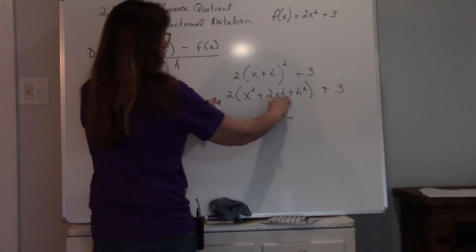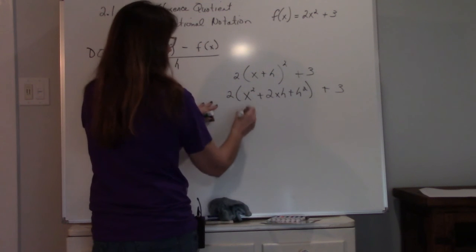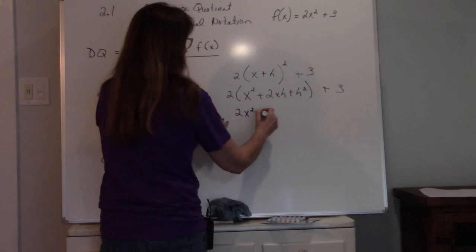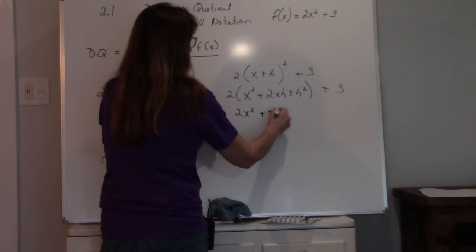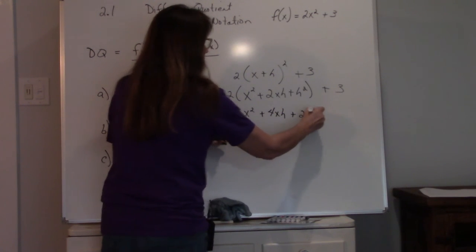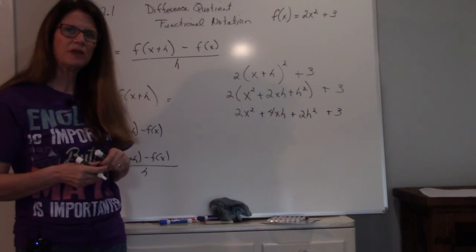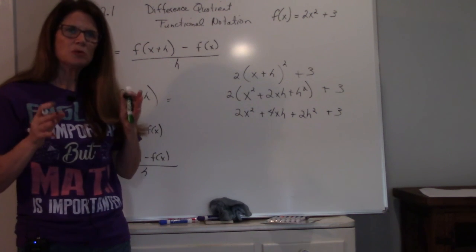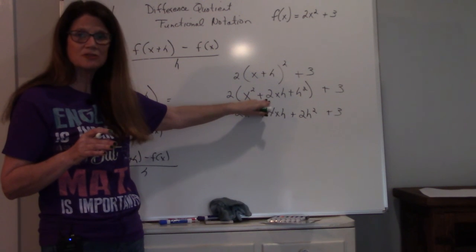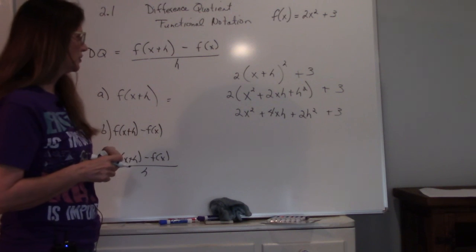Now I'm just doing algebra. This 2, I'm multiplying through my parentheses. So 2 times x squared is 2x squared. 2 times 2xh is 4xh. And 2 times h squared is 2h squared. And again, plus 3. Notice I did not multiply that 2 by the 3. The 2 says multiply by x plus h squared. That is x plus h squared. So I'm only multiplying the 2 through the parentheses.